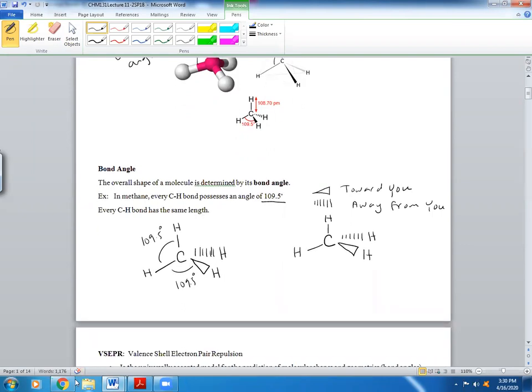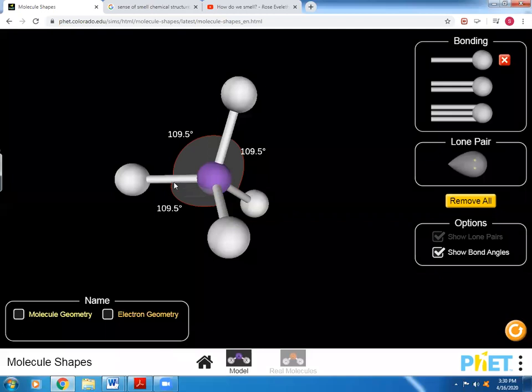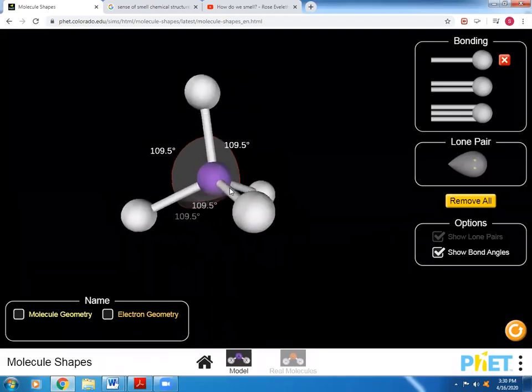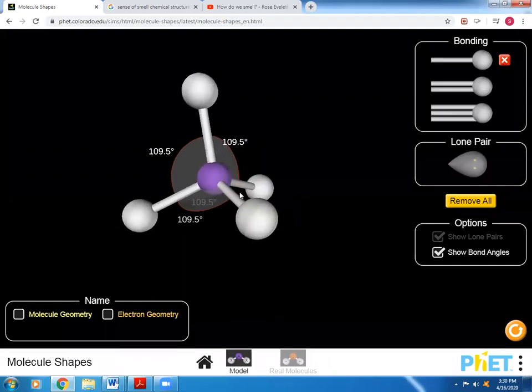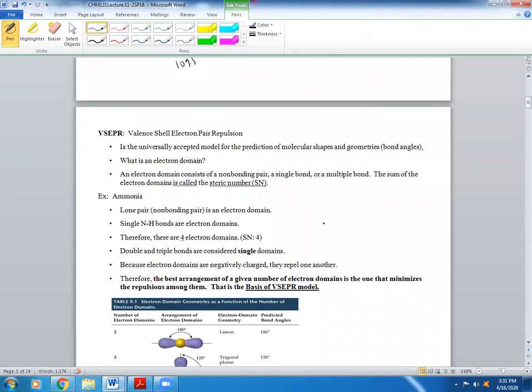Okay, so here it is. Imagine if you're holding it like that, like this. Here's the solid wedge. Here's the hatched wedge or line. So you see it pointing away from you. This is pointing toward you. Very well. So this comes from what we call VSEPR, or Vesiper, which is valence shell electron pair repulsion. So it's a universally accepted model for the prediction of molecular shapes and geometries. We use this model to help us.